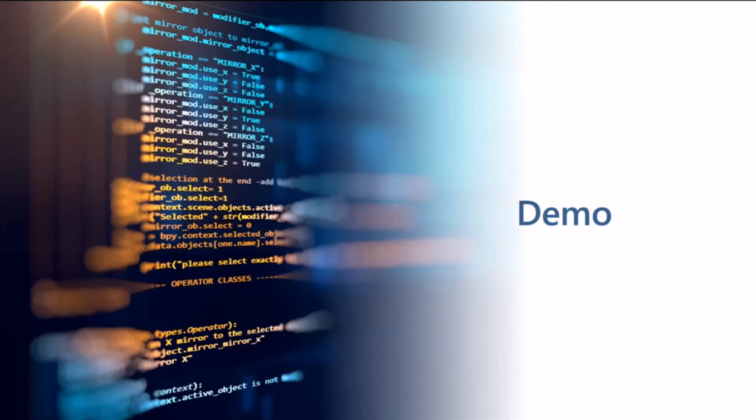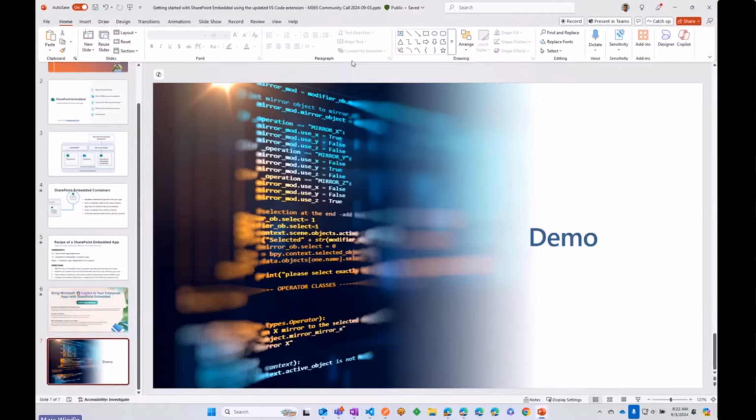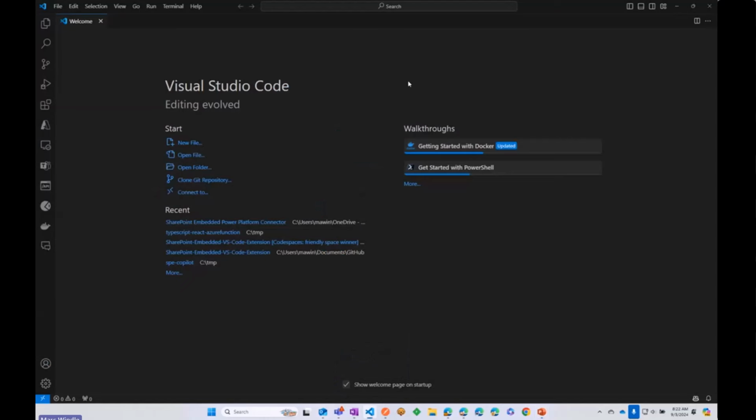Okay, so now we're going to get into a demo here. And for that, I'm going to open up Visual Studio Code. I do not yet have the extension installed. I just want to show you end-to-end how you can follow that recipe that I went over, in terms of how you can set up your SharePoint Embedded application, and how the updated VS Code extension makes that pretty straightforward and easy for you.